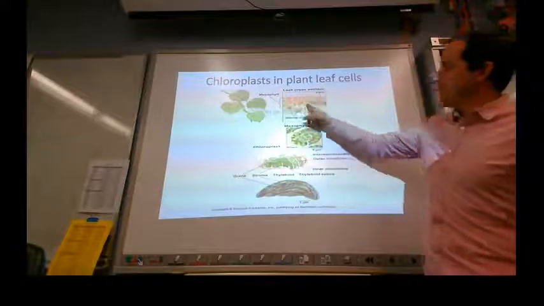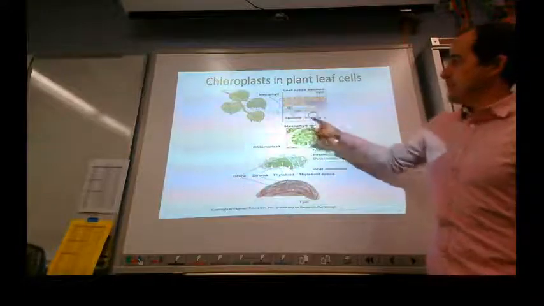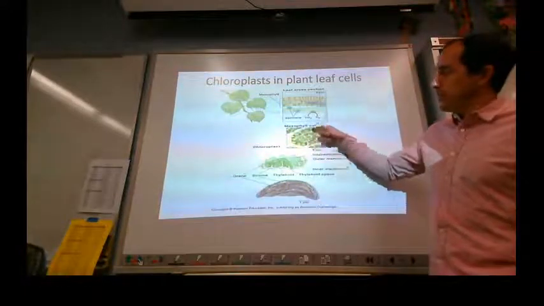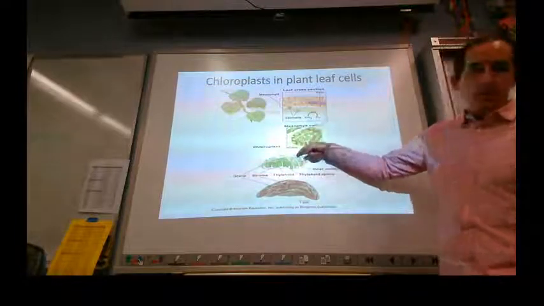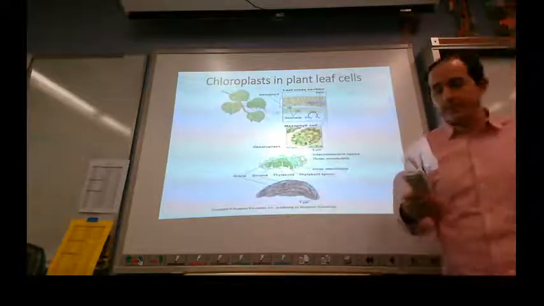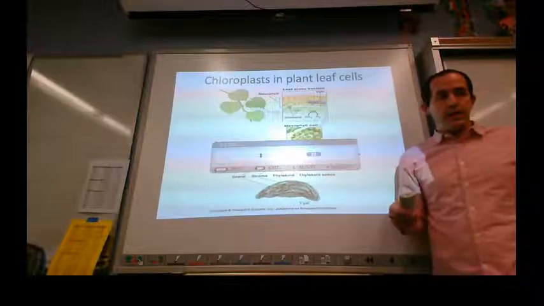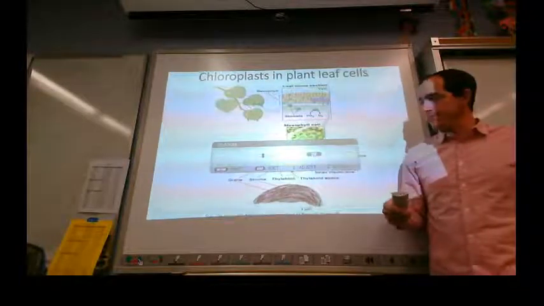So we have our mesophyll area with these mesophyll cells that are full of chloroplasts, and then we're actually going to zoom in a little bit more on the chloroplast itself. So bear with me really quickly while I zoom in.